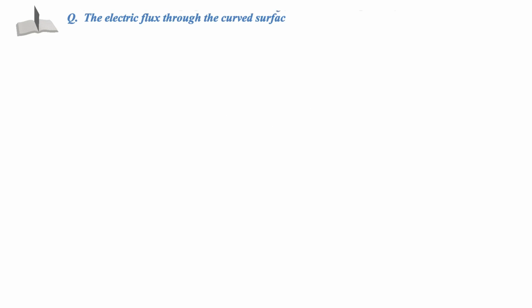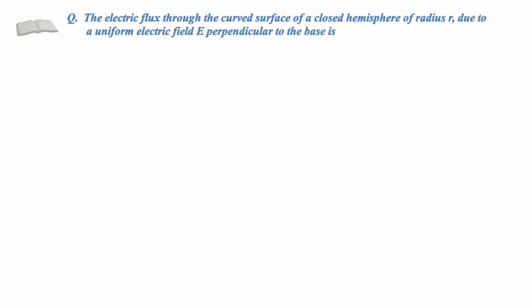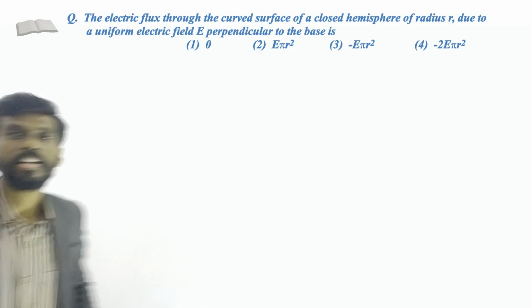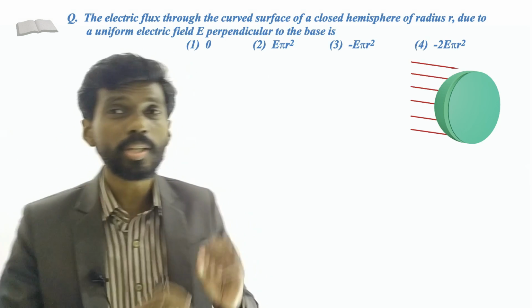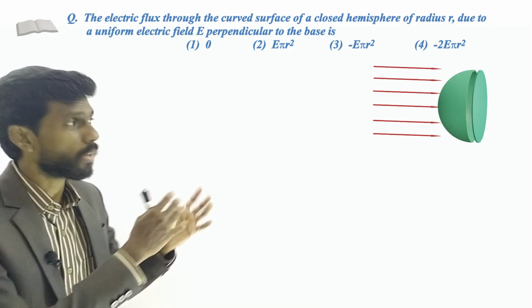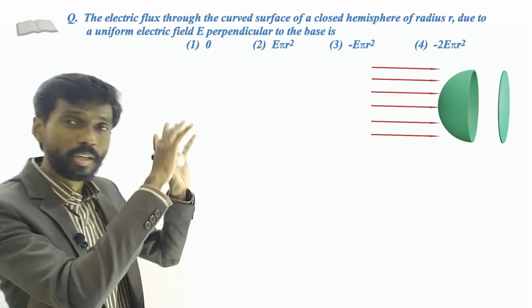The electric flux through the curved surface of a closed hemisphere of radius r due to a uniform electric field E perpendicular to the base. Here we have a hemispherical shell, but it is a closed one. It has a curved surface and also a flat surface. That is the base, right? It is a closed surface.